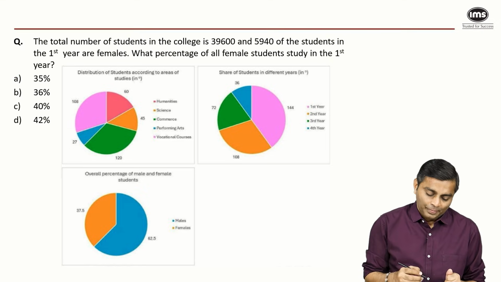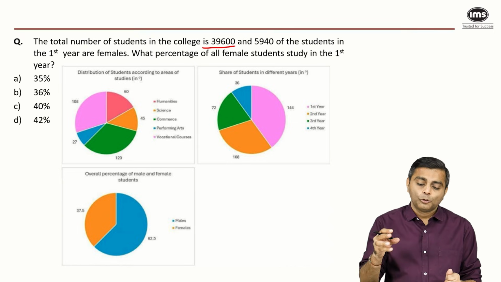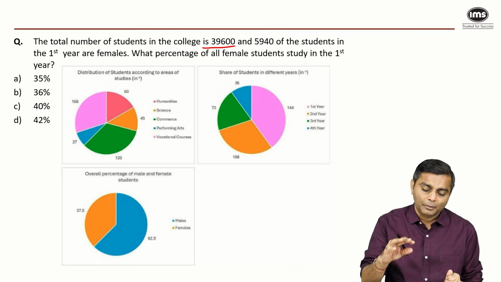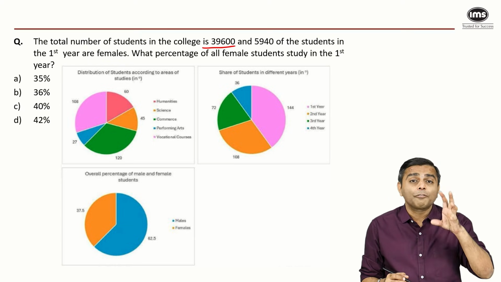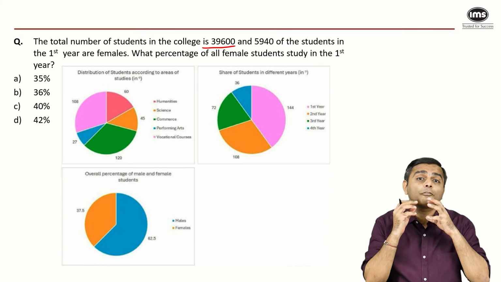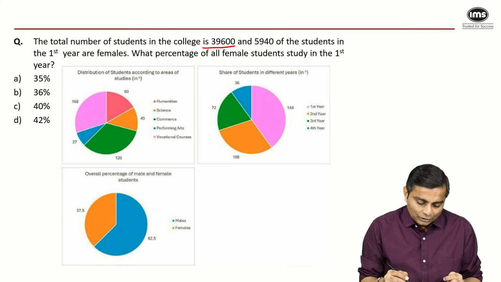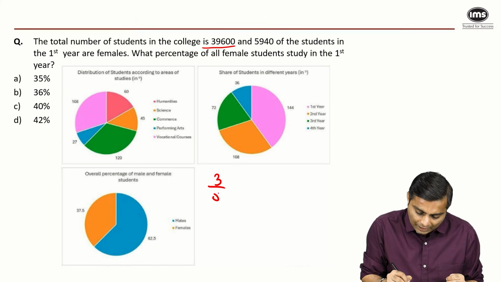Moving on to the next one now. Total number of students in the college is 39,600. 5,940 of the students in the 1st year are females. What percent of all the female students study in the 1st year? So 5,940 they said are females in the 1st year. We need to find 1st year females upon total females, as a percentage. So we have to find total females, correct? The total we know is 39,600. So again, we're going to do the same calculation, 3 by 8 of 39,600.